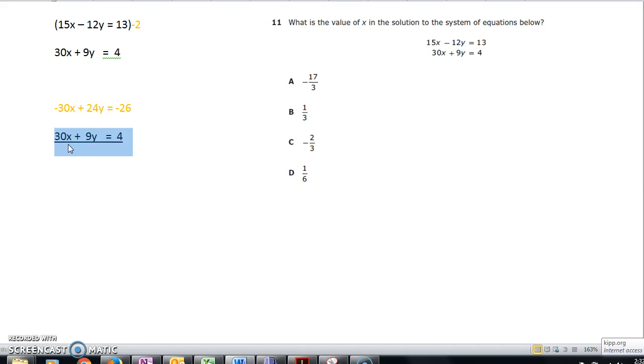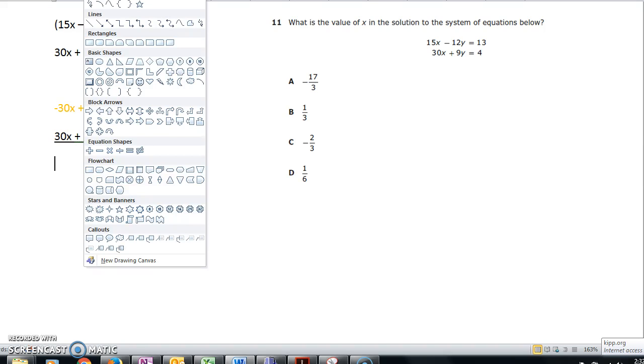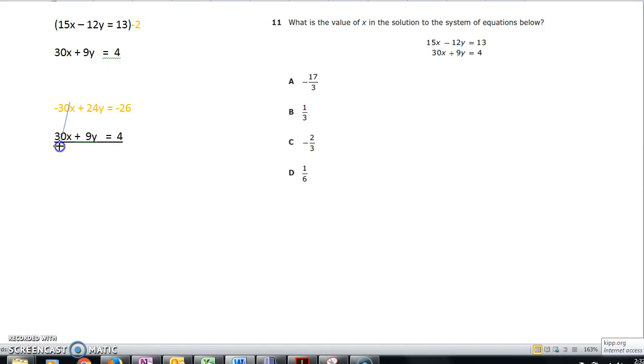Here's why that matters. I'm going to add vertically, and when I start adding up and down, a negative 30x and a positive 30x, those two cross out. They get eliminated. That's why we call this the elimination method. So I have no more x's. Positive 24 plus positive 9, I get positive 33y. And then negative 26 and a positive 4, I add those together, I get a negative 22.